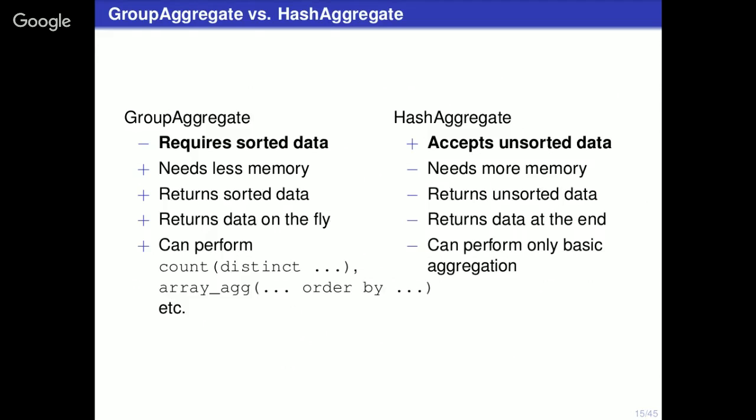Quite the opposite, hash aggregate accepts unsorted data, and it is its main plus. It needs more memory, returns unsorted data at the very end, and performs only basic aggregation.